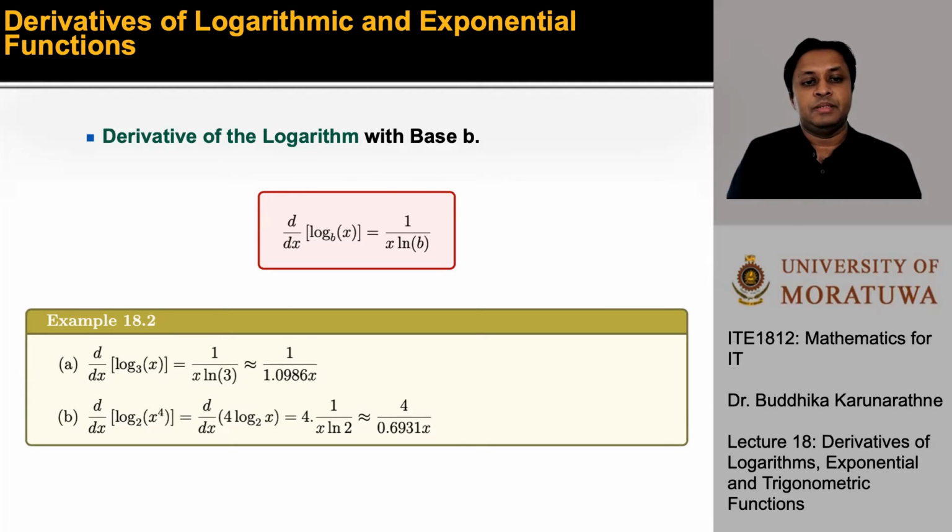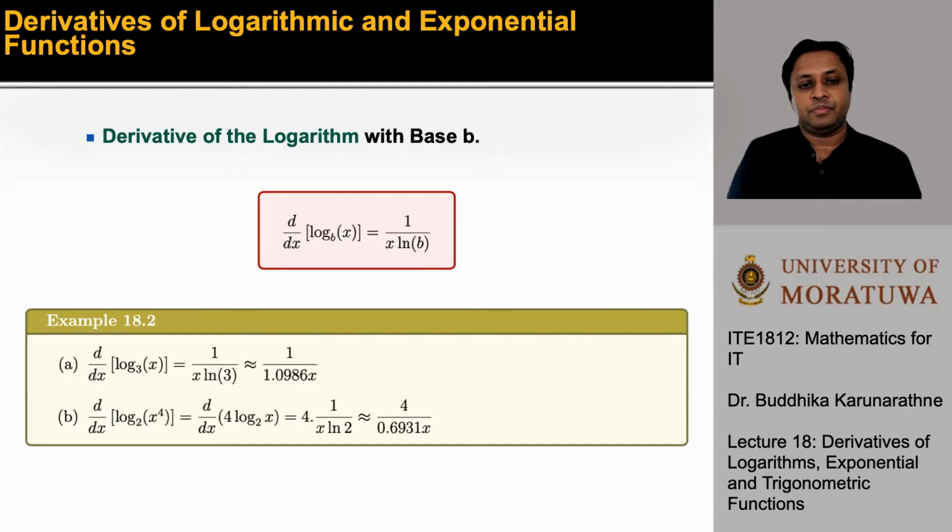Going into some examples, part A, d over dx of log x to the base 3 will become 1 over x times ln 3, which you can simplify. It will become 1 over 1.0986 times x.